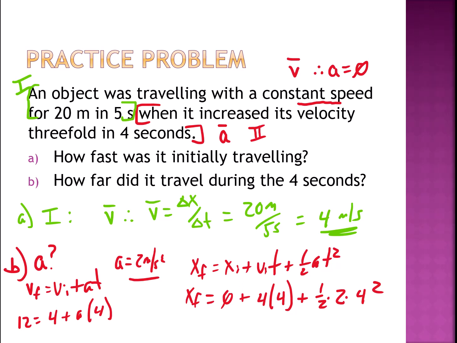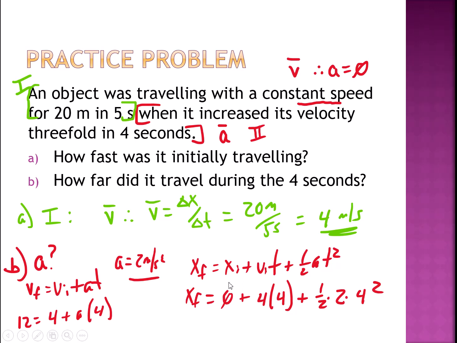So for part B, I'm going to use one of the kinematics equations. The second one, it's displacement with acceleration. The initial position, I'm just going to say is 0. The initial speed is 4. Time was 4 seconds. The acceleration was 2. 1/2 is part of the equation, 4 seconds squared.